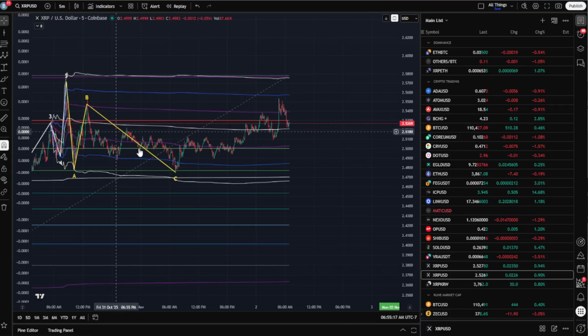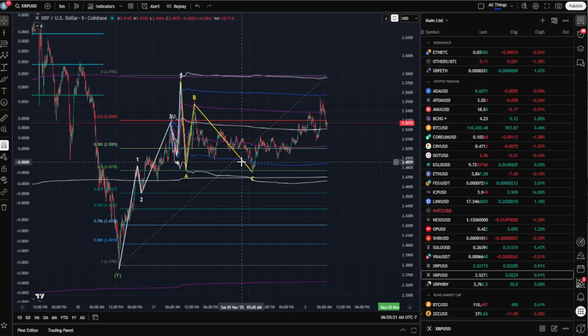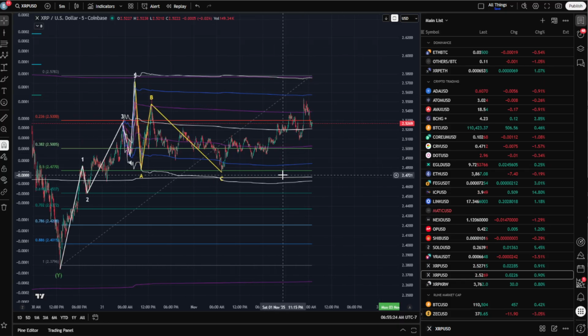Since then, we were able to complete an ABC correction, and now we're just kind of getting an idea of what this structure is because I can kind of see two different directions, so it's important to be ready for either one coming into play.